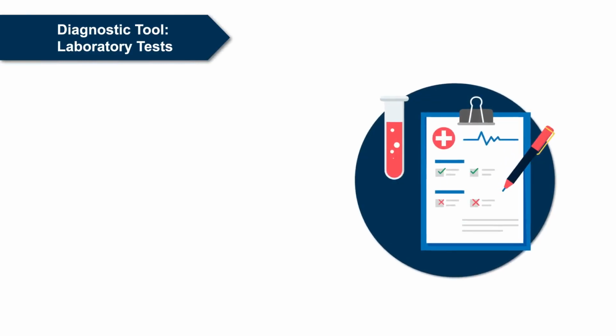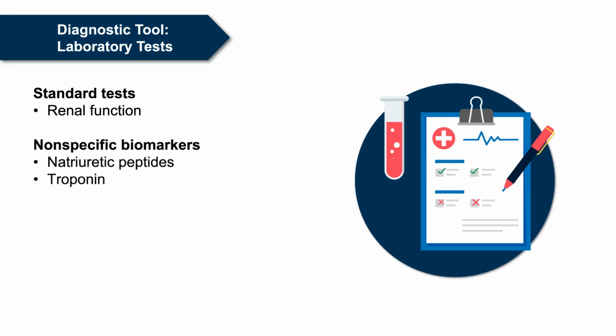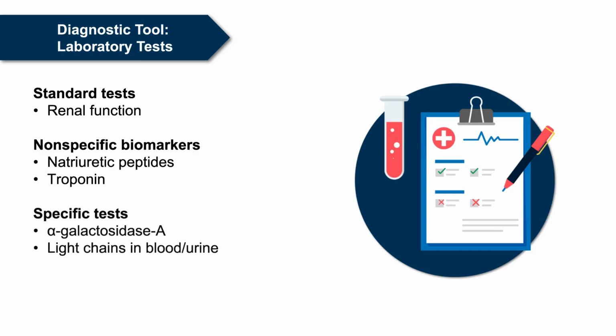Once we've established the presence of left ventricular hypertrophy using cardiac imaging, we should then consider a number of laboratory tests. These include standard tests such as the evaluation of renal function, but may also include non-specific biomarkers which are indicative of myocardial stress or damage, such as natriuretic peptides or troponin. In selected subgroups, we may also consider specific diagnostic tests, for example, the measurement of alpha-galactosidase A in patients with Fabry's disease, or the measurement of light chains in blood and urine in individuals who may have AL amyloidosis.